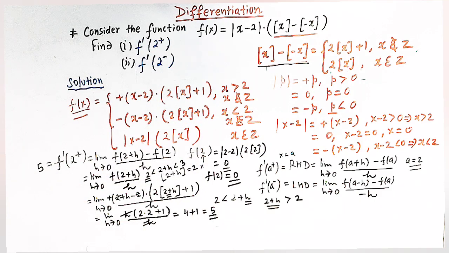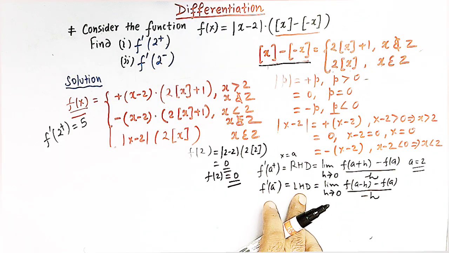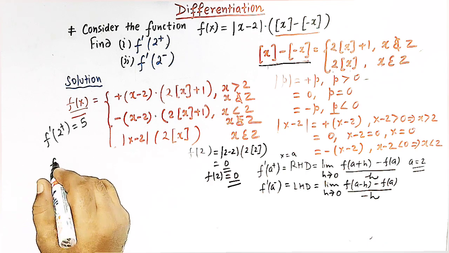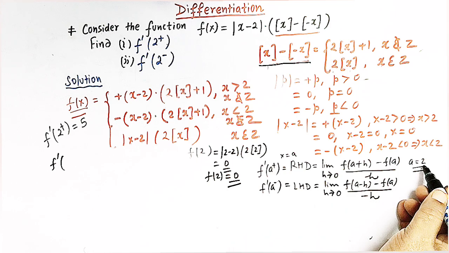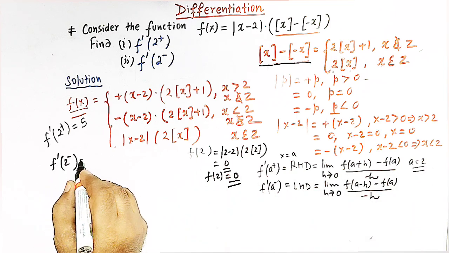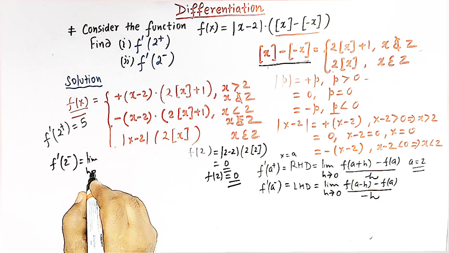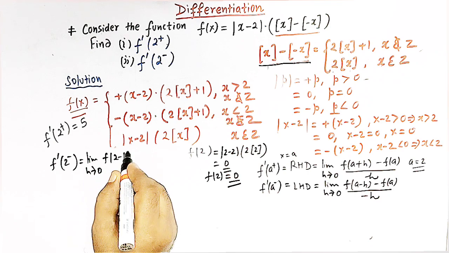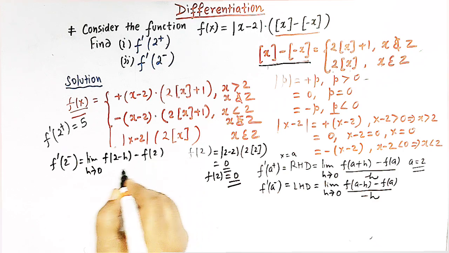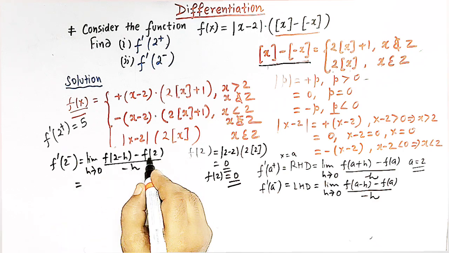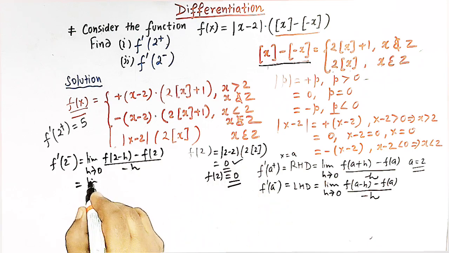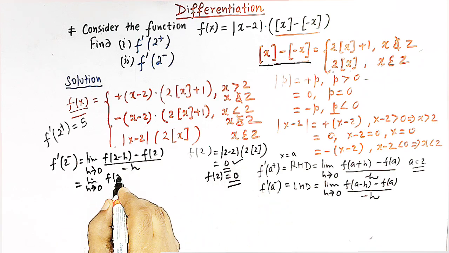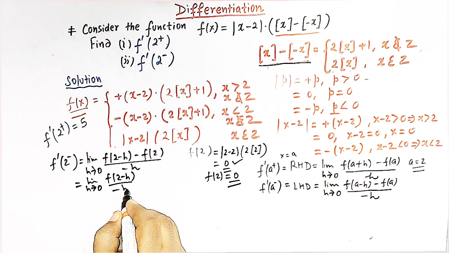So now let us calculate the left hand derivative. So here we have f prime of 2 minus, because now a is here 2. So we have 2 minus, and this is limit h tends to 0, and we have f of 2 minus h minus f of 2 divided by minus h. Now f of 2 we have already calculated, this is 0. So we have simply limit h tends to 0 f of 2 minus h divided by minus h.